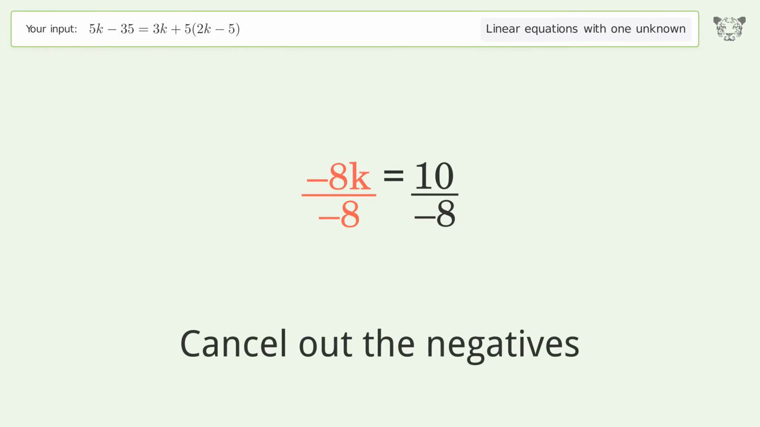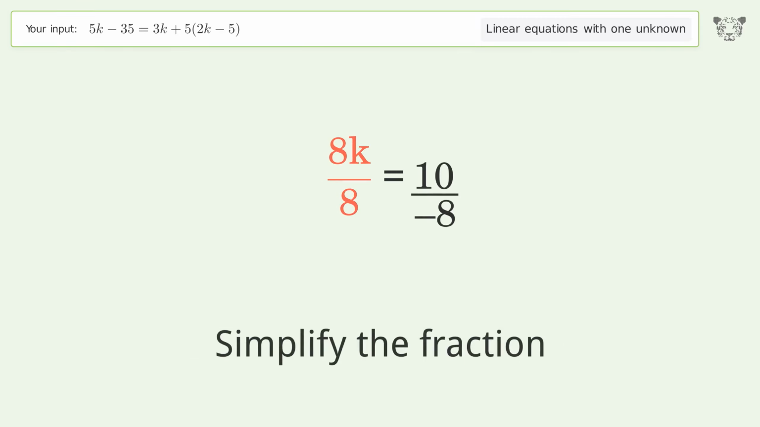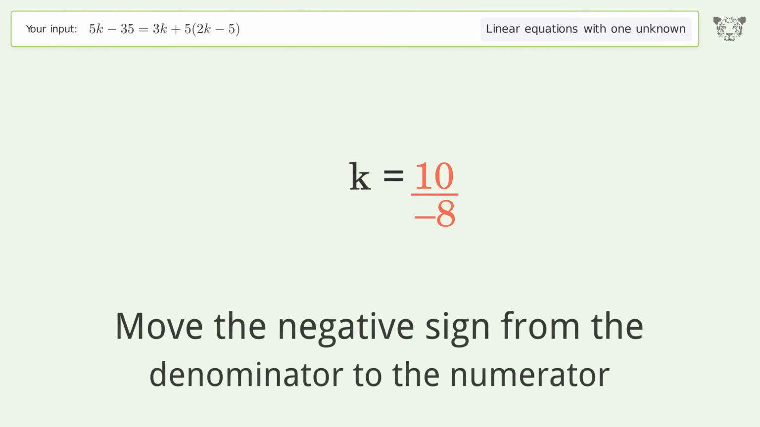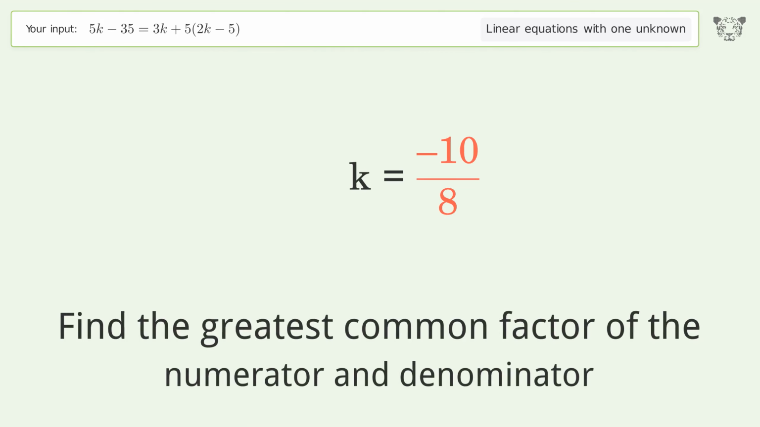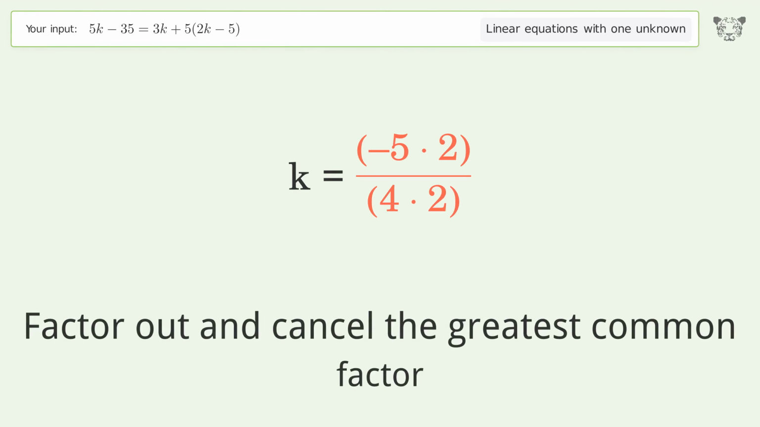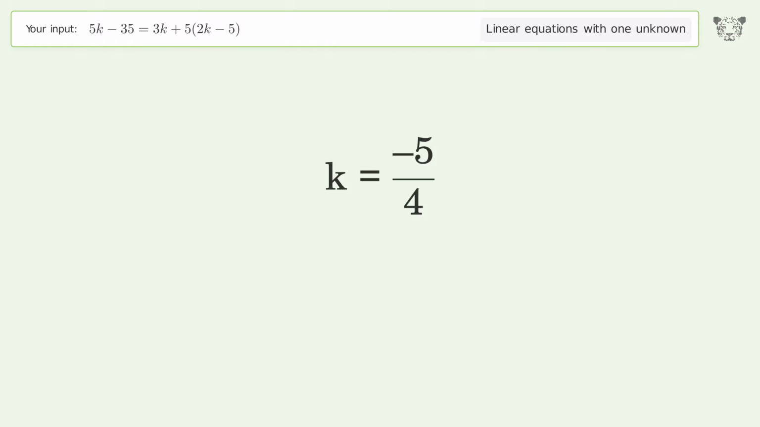Cancel out the negatives. Simplify the fraction. Move the negative sign from the denominator to the numerator. Find the greatest common factor of the numerator and denominator. Factor out and cancel the greatest common factor. And so the final result is k equals -5/4.